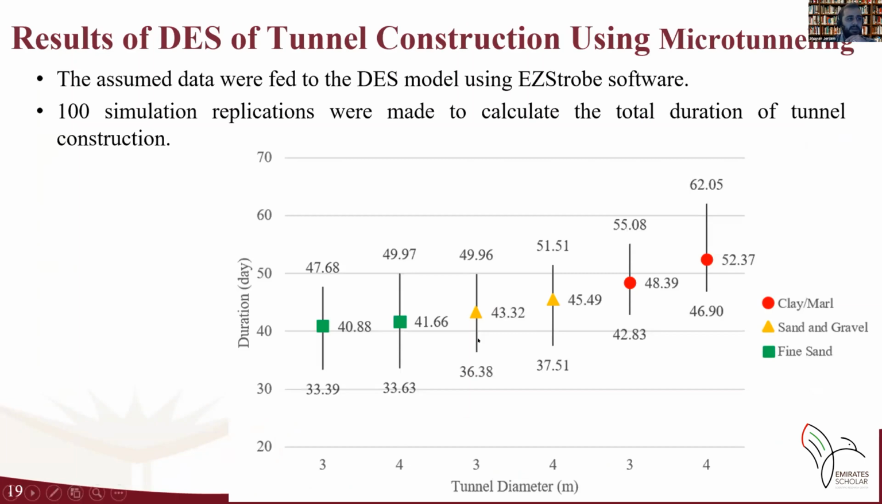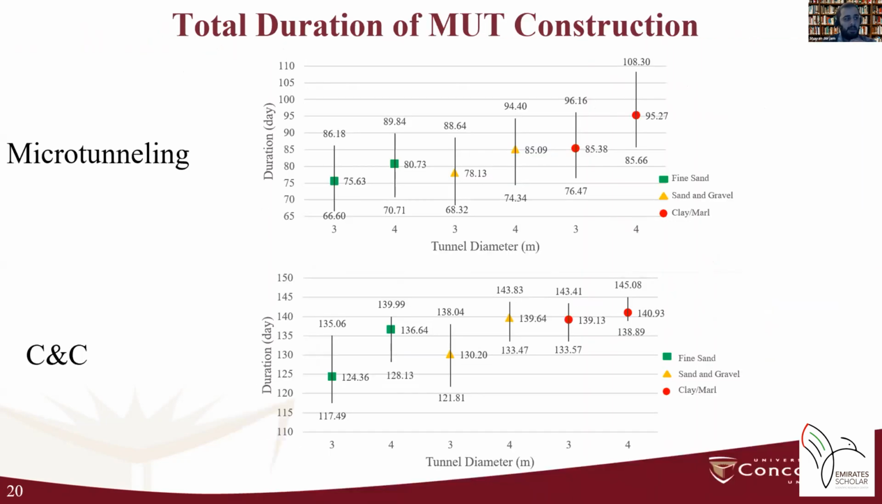In this figure, we can see the results of the simulation for tunnel construction using microtunneling. For instance, it will take about 41 working days to build a 4 meter diameter tunnel in fine sand. Also in this slide and in the figure on top, we can see the total duration of MUT construction, not only for tunnel construction, but for all of the MUT, I mean shaft construction and placement of utilities using microtunneling. And in the figure at the bottom, we can see the results for MUT construction using the cut and cover method.